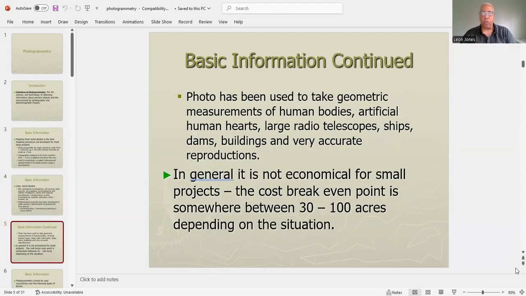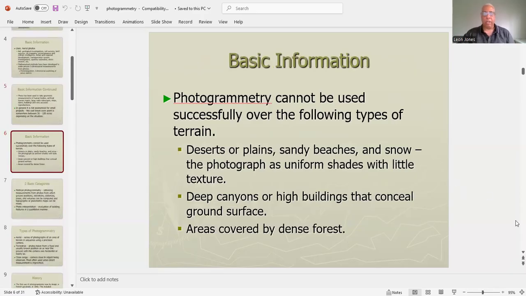Photogrammetry has been used to take geometric measurements of human bodies, artificial human hearts, large radio telescopes, ships, dams, buildings, and for very accurate reproductions. So basically, in general, photogrammetry is not economical for small projects. The cost break-even point is somewhere between 30 and 100 acres, and that depends on the situation.